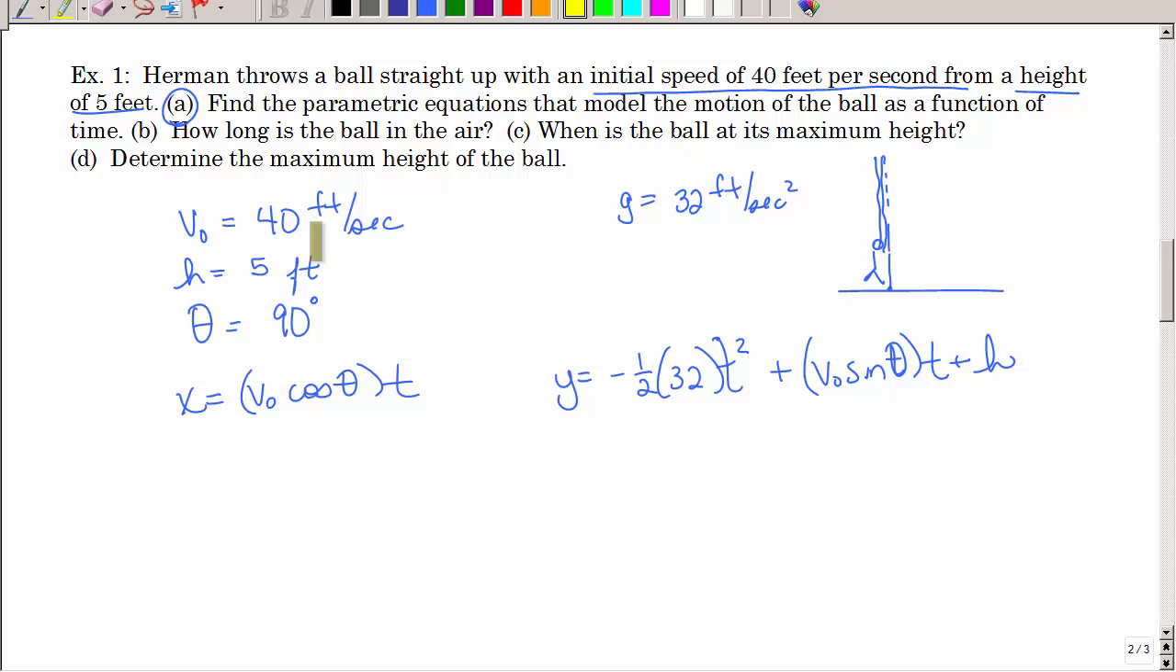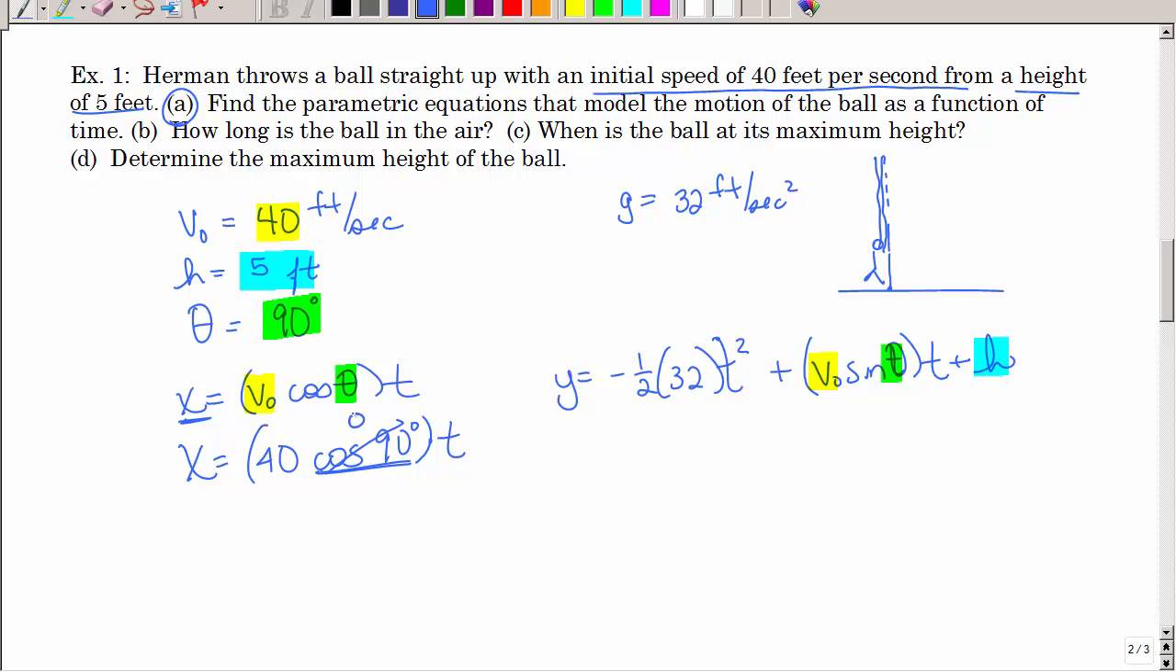What do we know? Well, we know v naught is 40, so we could put that there. We also know that theta is 90 degrees, so we could put that there. And we also know h, so we can put that there. First of all, look at your picture. Do you have a horizontal part? If you throw a ball straight up into the air and it comes straight back down, is it going to go anywhere side to side? No, but let's just look at that. What happens? x equals 40 times the cosine of 90 degrees times t. Well, what is the cosine of 90 degrees? That's 0. There is no horizontal component.